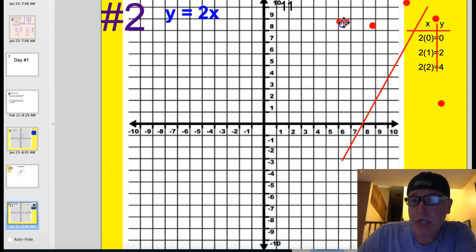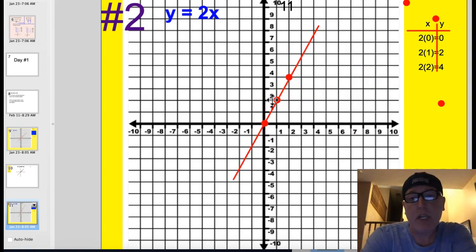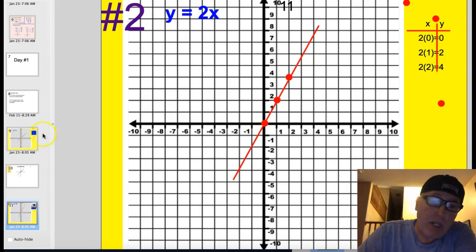So let's just put these guys in here. I got 0, 0. I have got over 1 up 2. I have got over 2 up 4. 2 up 4, just like that. Throw the line on there, and mine will be a little fancier because I got a grid, but hopefully you just got the little air graph. All right, let's take a look at another one.